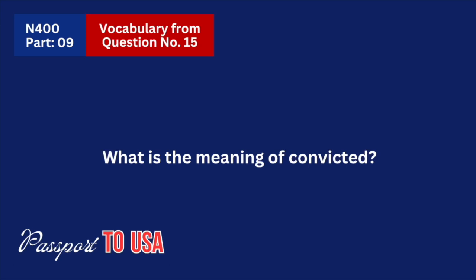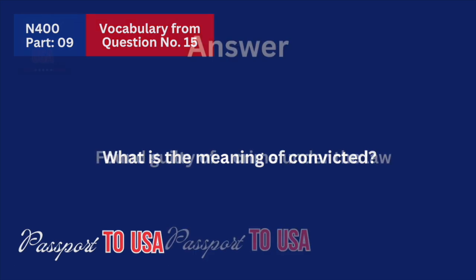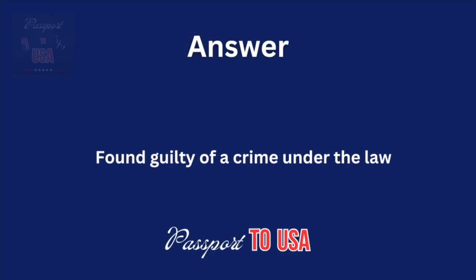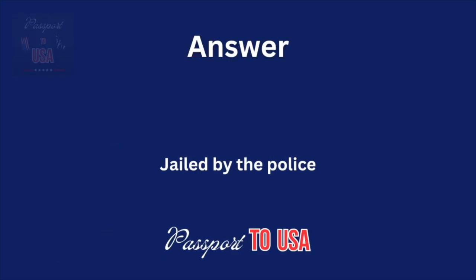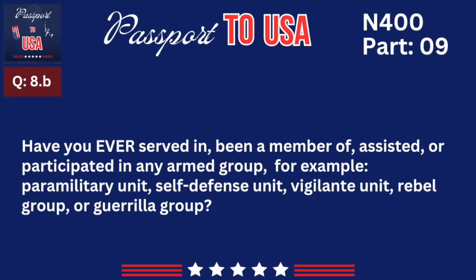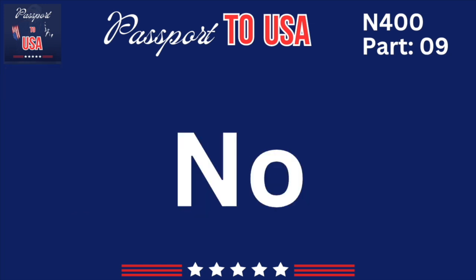What is the meaning of convicted? Found guilty of a crime under the law. What is the meaning of confined? Jailed by the police. Have you ever served in, been a member of, assisted, or participated in any armed group, for example, paramilitary unit, self-defense unit, vigilante unit, rebel group, or guerrilla group? No.